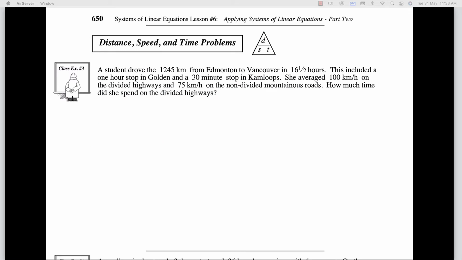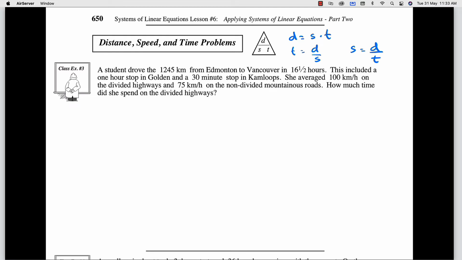All right, and moving on to class example number 3, we're looking at some distance, speed, and time problems, and I'm sure you've also tackled similar equations in your science class. You can see up top we've got this distance, speed, time triangle right here, and this is basically telling me that distance equals speed times time, and time equals distance divided by speed, and speed equals distance divided by time. So from that triangle, I can derive those 3 formulas right there.